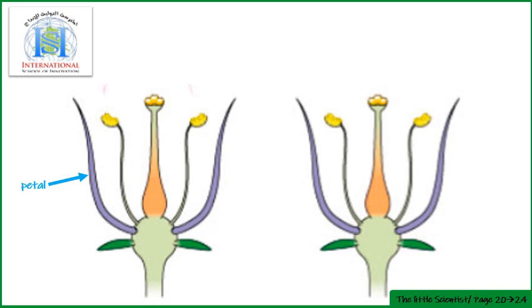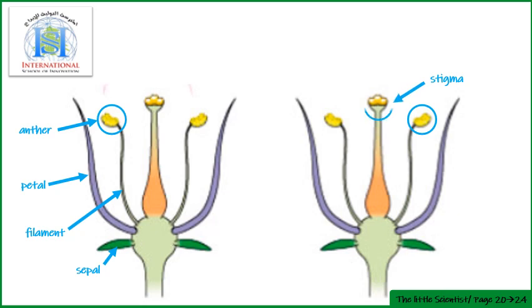Let's start with the petals, for example. Petals have beautiful colors and beautiful smells to attract pollinators to the plant. The sepals protect the flower as it is growing and when it's still a bud. The anther is the first part of the male reproductive organ, or the stamen, and this part is responsible for producing pollen grains. The anther is held by the filament.